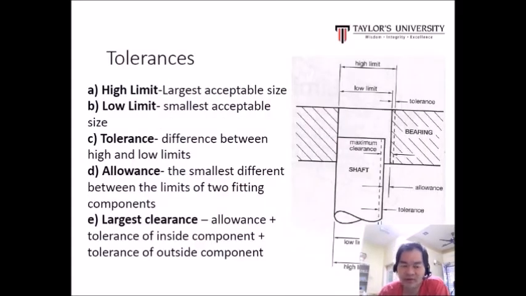Okay, tolerances. What is high limit? It's the largest acceptable size. Low limit is the smallest acceptable size. Tolerance is the difference between high and low limits. Allowance is the smallest difference between the limits of two fitting components, so in this case, it's the fitting between shaft and bearings. The largest clearance is the combination of allowance plus tolerance of the shaft and tolerance of the hole.